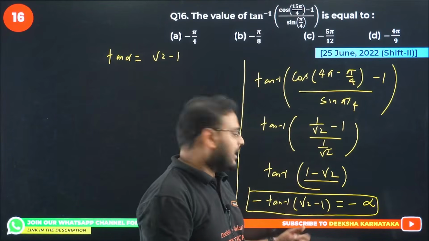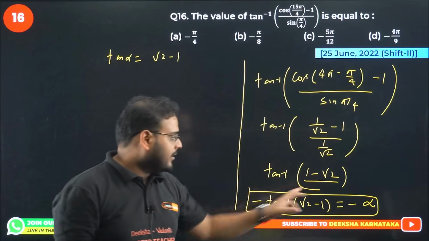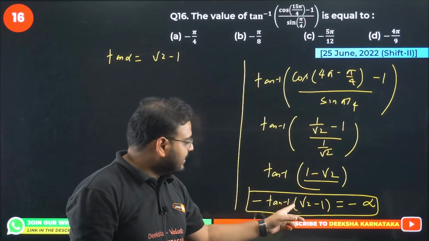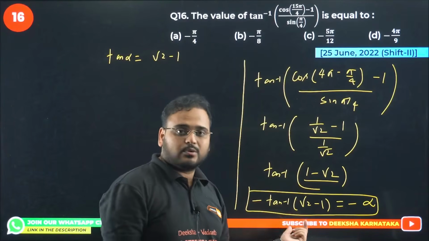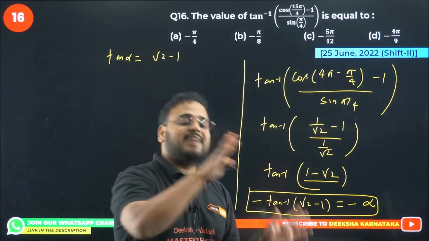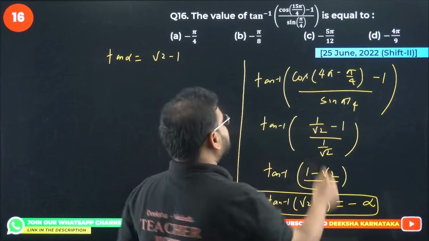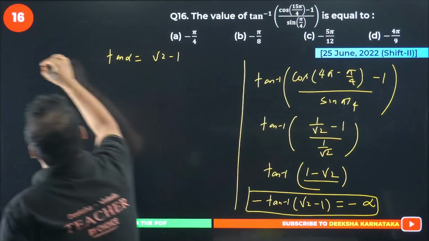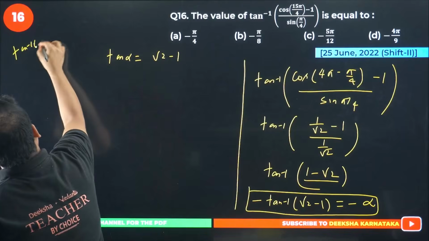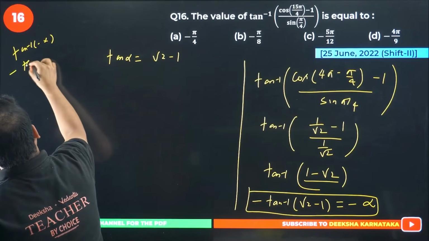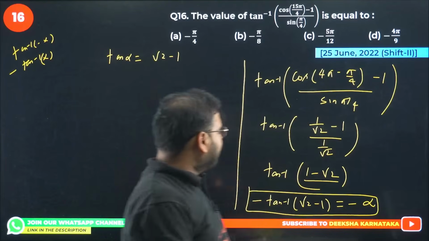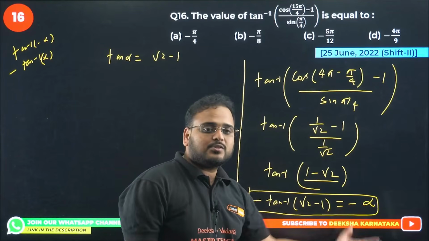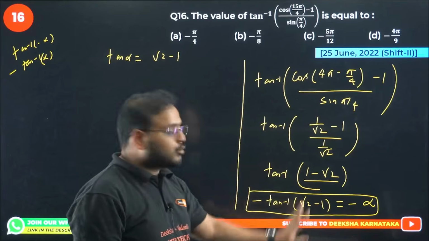What I've done over here is taken the minus sign common. It becomes minus of root 2 minus 1, and the minus 1 will come out of tan inverse. We know that tan inverse of minus x is minus tan inverse of x. This is the property. So I have done that, and then I have assumed this to be minus alpha, so that I get tan alpha equals root 2 minus 1.